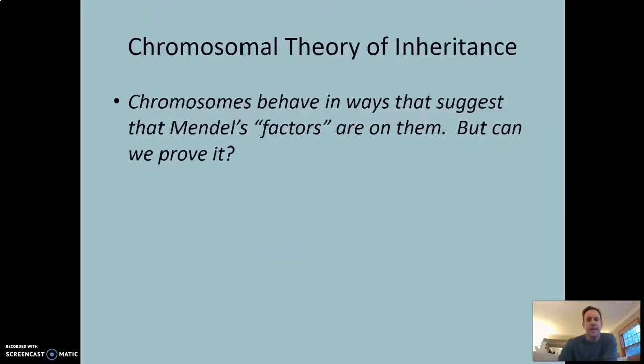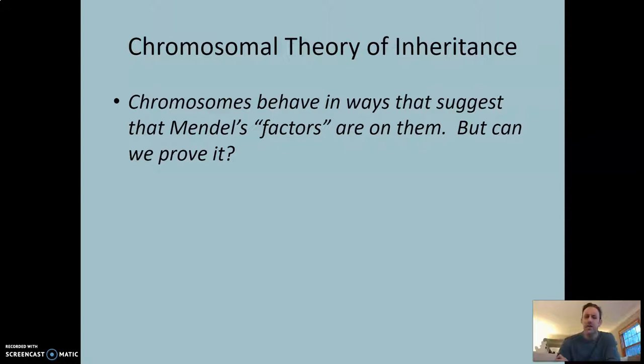So, in our last chapter, we looked at meiosis, and in that section, we recognized that these factors that Mendel talked about, or the chromosomes, behave in ways that suggest that those factors are on them. And so, we could explain Mendel's laws of segregation and independent assortment based on the movement of chromosomes during meiosis.